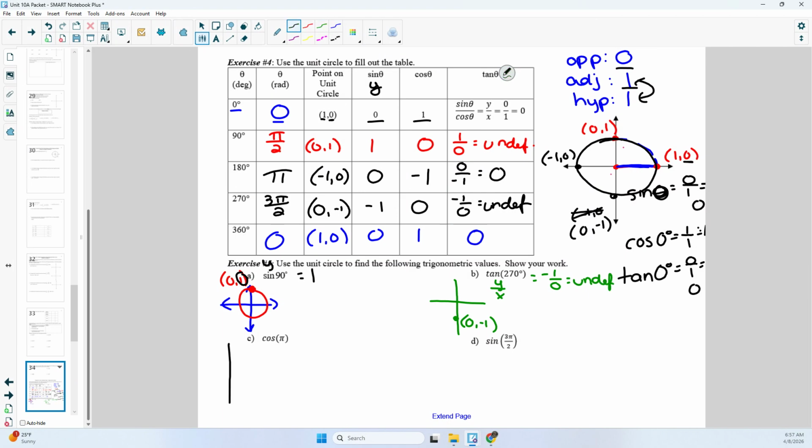Pi is back here. We get -1, 0. Cosine is the x value, so that's a -1. And I already have a picture for 3 pi over 2 or 270 up here. Sine is the y value, so I got -1.